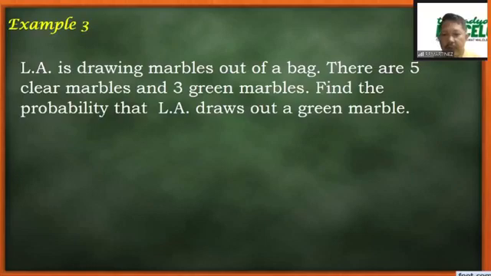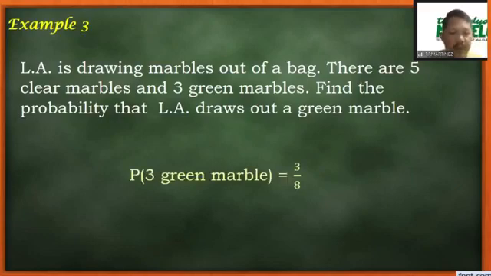Now, for example number 3, LA is drawing marbles out of a bag. There are 5 clear marbles and 3 green marbles. So all you have to do, class, is to find the probability that LA draws out a green marble. So the probability of getting a green marble equals 3 over 8.